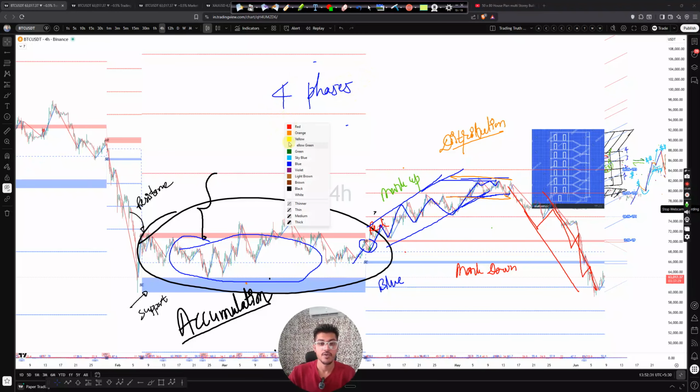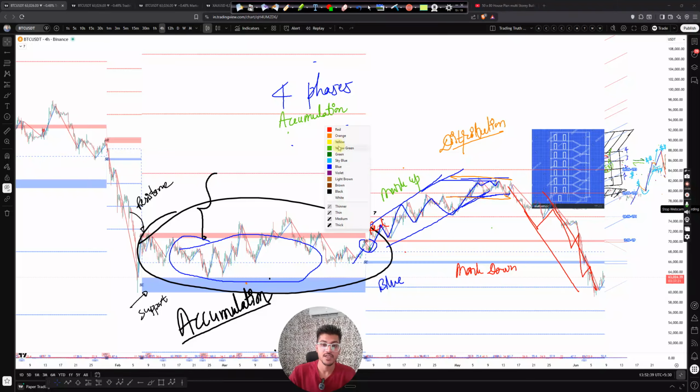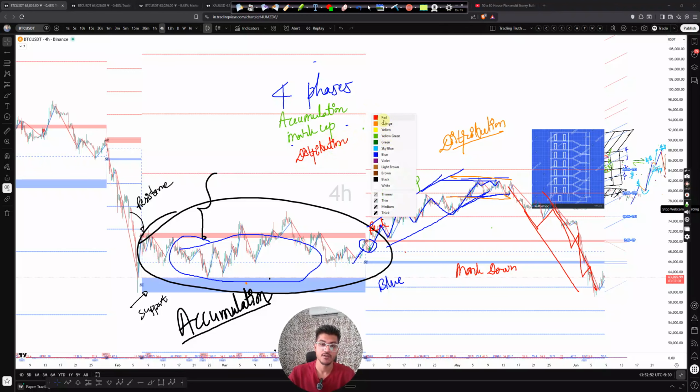Okay, we call it accumulation, then we have the markup phase, then we have distribution, and then we have the markdown phase. Okay, all right.